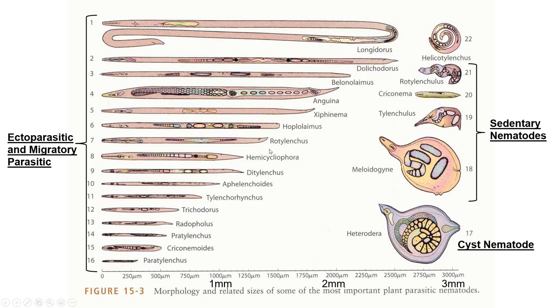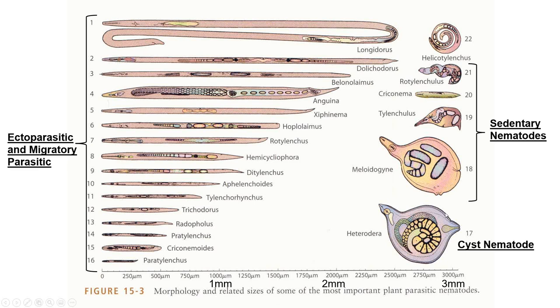So here's a little snapshot from a classic textbook on plant pathology of different kinds of plant nematodes. And you can see they range from anything from a quarter of a millimeter in length all the way up to probably about 10 millimeters, so almost a centimeter in length in terms of this longidorus here, but very thin. And you can see the vast majority of different types look like a worm, okay?